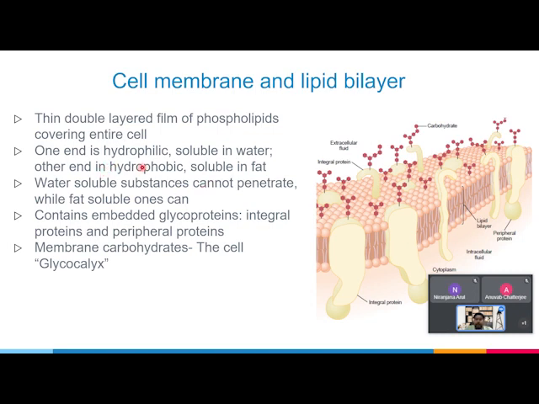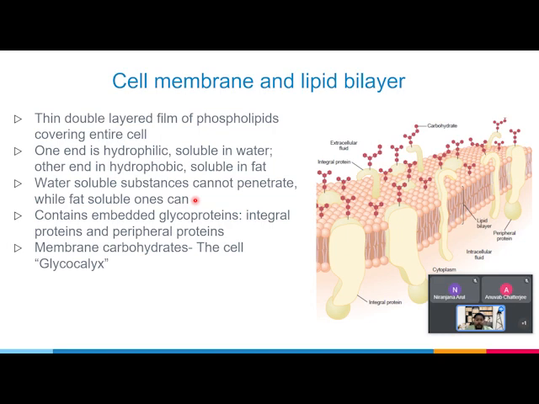So one end of each phospholipid is hydrophilic, that is soluble in water. The other end of each of the phospholipids is soluble in fat. Water soluble substances cannot penetrate. This is obvious since the entire cell membrane is made up of lipid molecules which generally do not allow water to dissolve with it. So water soluble substances cannot penetrate through the cell membrane while fat soluble substances can.